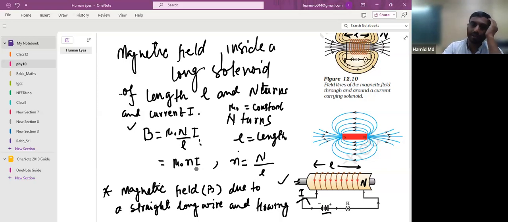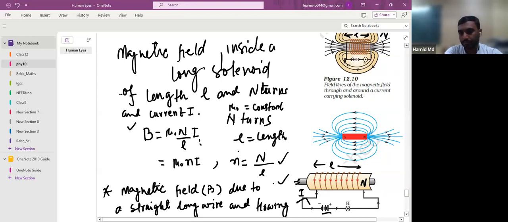So further we can write it as mu naught small n I, where small n is the number of turns per unit length. Clear? Babita, clear? Yes, sir. Shoaib, clear? Yes, sir. Any doubt? No, sir. Okay.